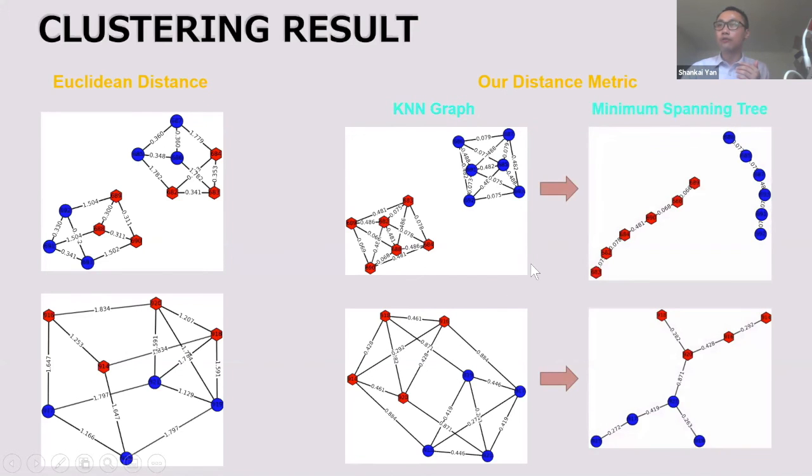Then we can have some clusters about the negative and positive groups here. For the first, we just do a minimum spanning tree operation on this graph. Then we can gather this clustering result. On the second one, you can see it's still connecting, but there is only one edge connecting the negative and the positive groups.